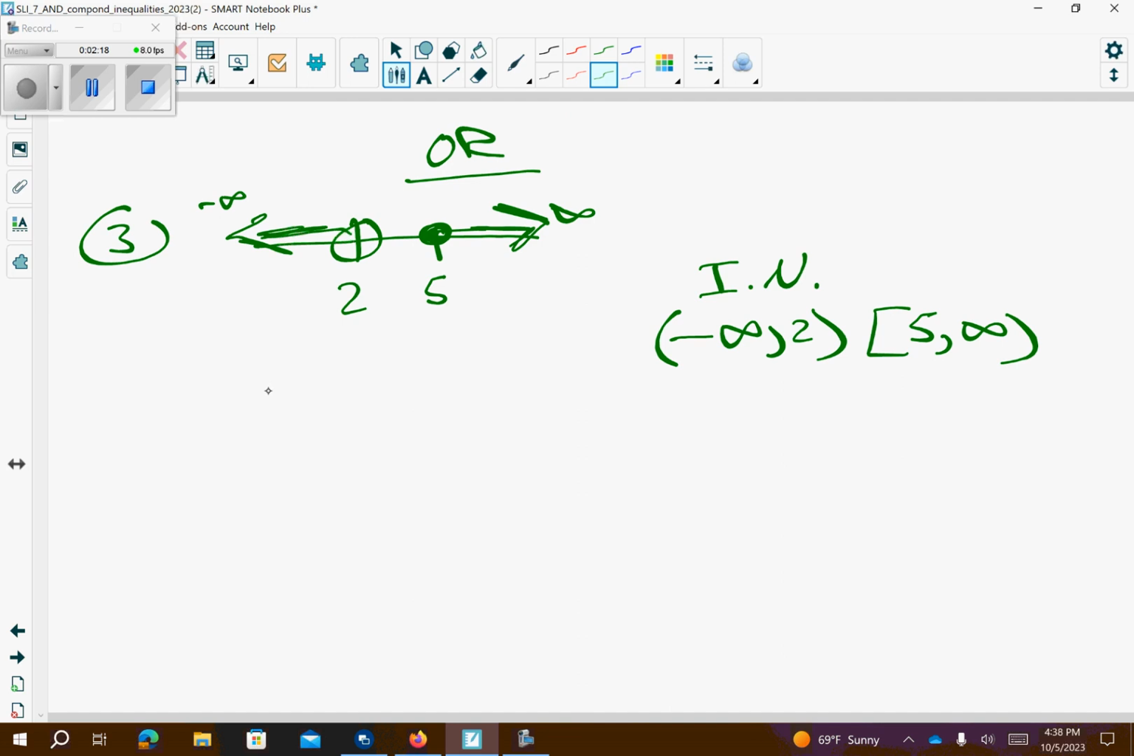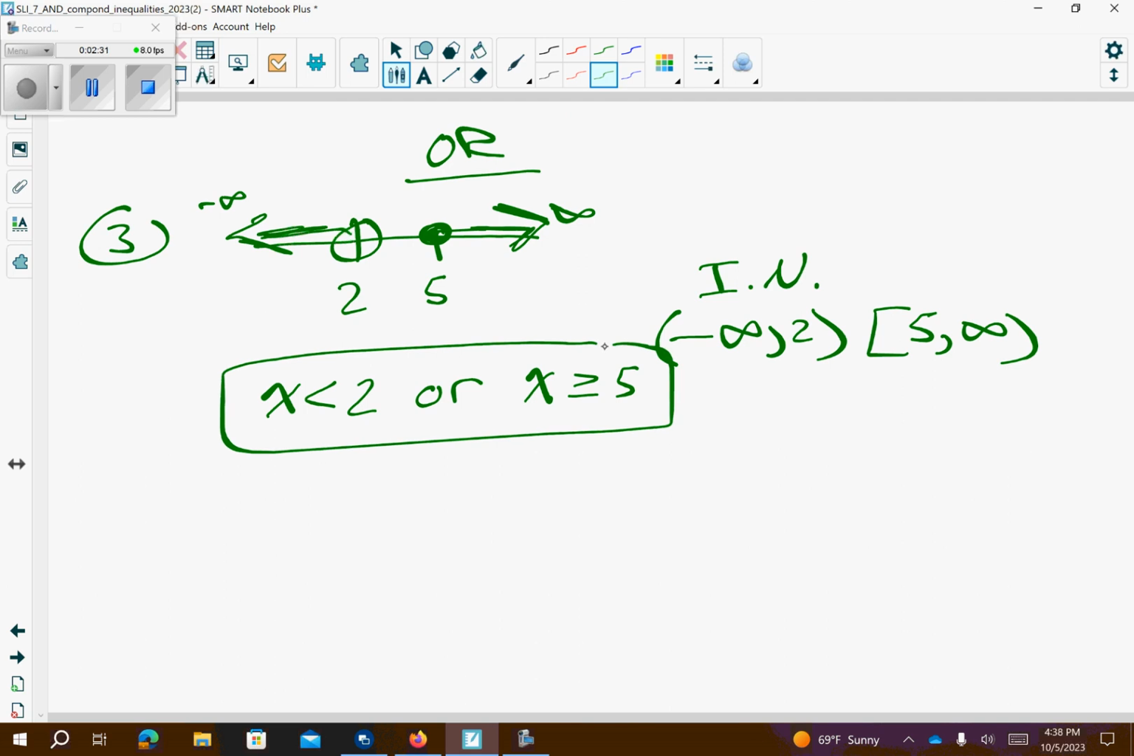If I want to write my inequalities, I'm going to write x is less than 2. I'm going to put the word OR, and then I'm going to put x is greater than or equal to 5. That's my answer. Do not put these together for OR. AND is the only one.